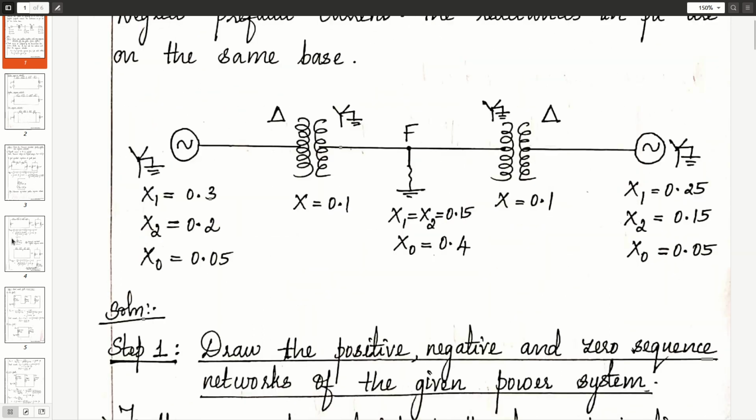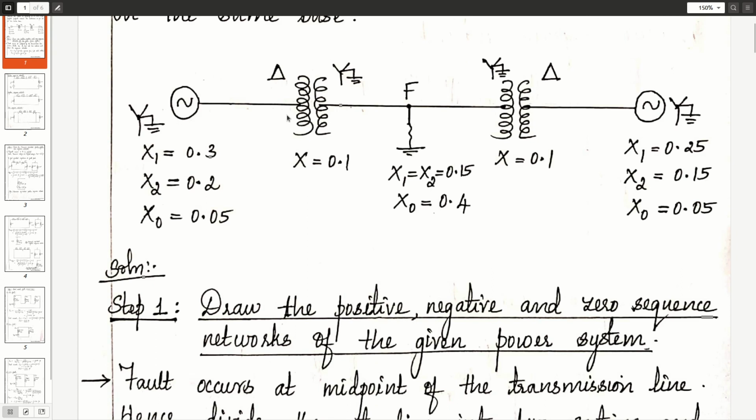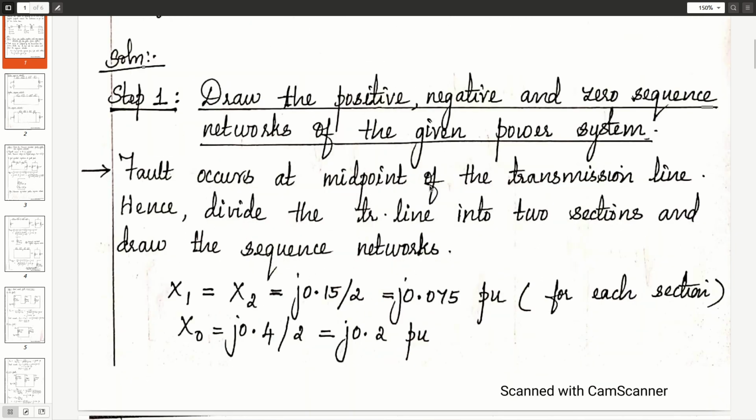This is the given power system network having two machines, two transformers and a transmission line between the two transformers. The reactances given are in per unit with respect to a common base, so no need to calculate the reactance values again. Step 1 is to draw the positive, negative and zero sequence networks of the given power system.